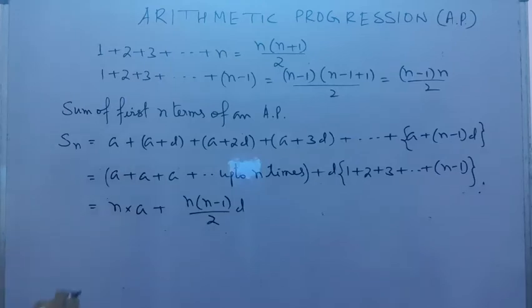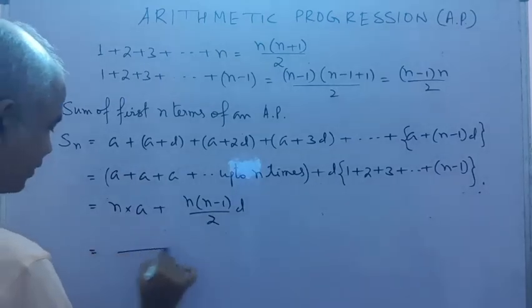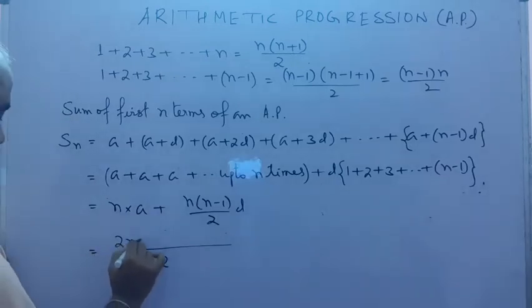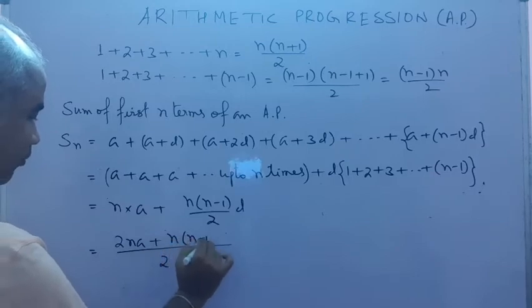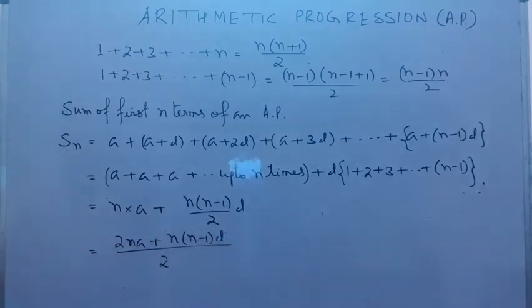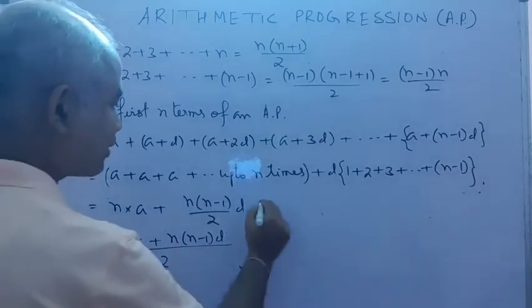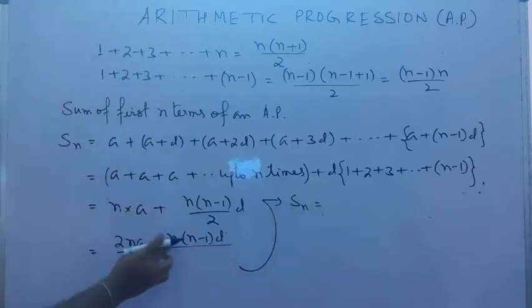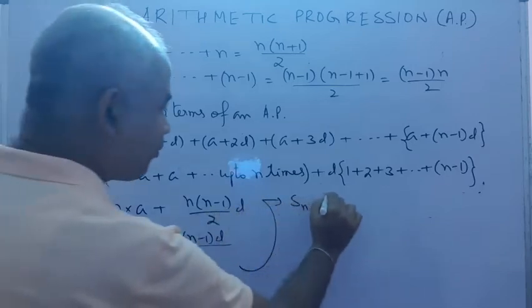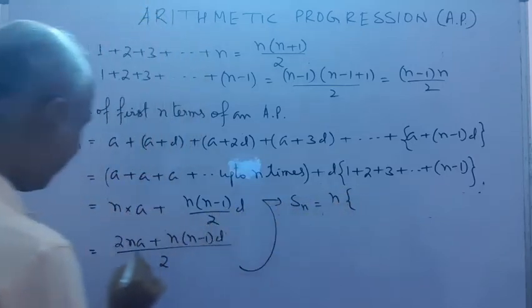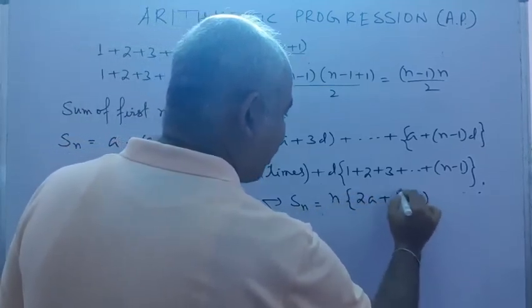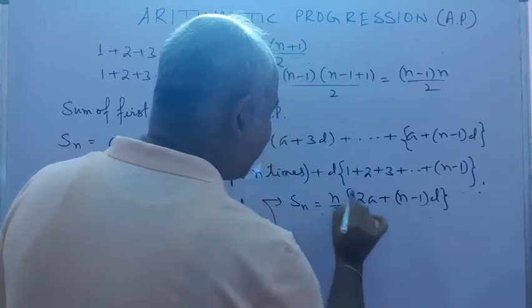Clear? If I take the LCM 2, then it is twice n a plus n into n minus 1 d. Let me write it: Sn equal to, here in the first and second terms n is common, so if I take n common in the numerator, what will we have? Twice a plus n minus 1 d, divided by 2.